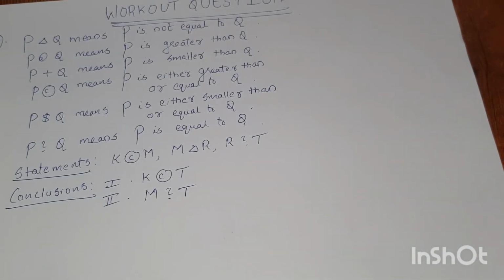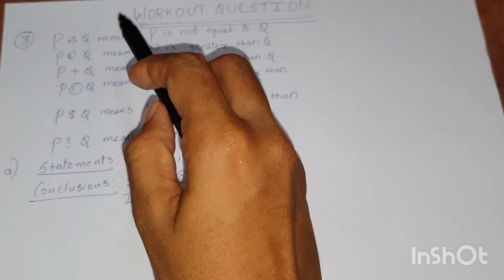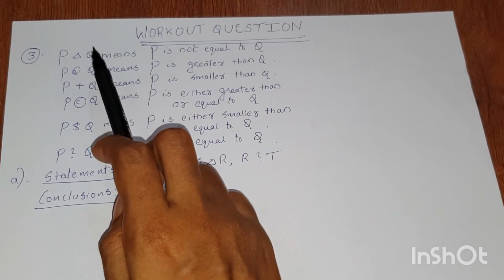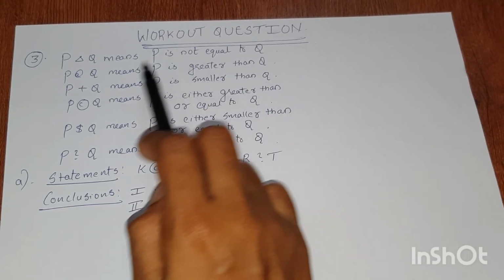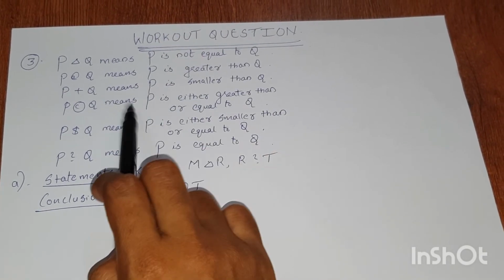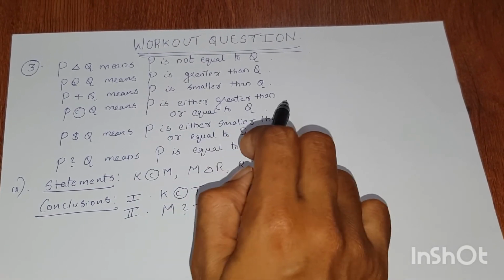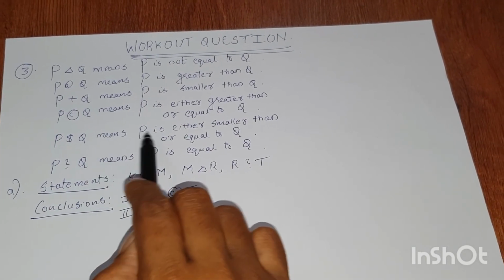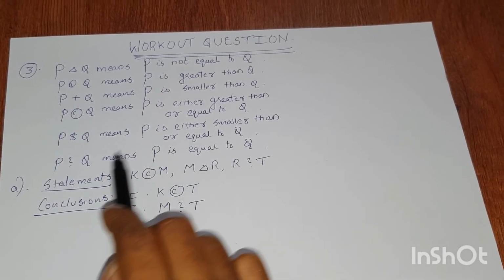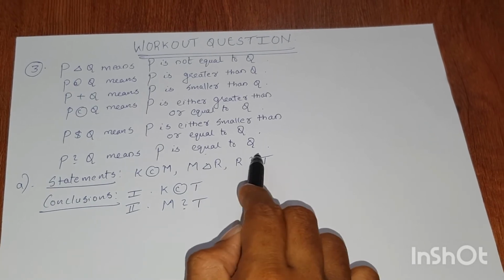Third workout question: P triangle Q means P is not equal to Q. P at the rate Q means P is greater than Q. P plus Q means P is smaller than Q. P copyright Q means P is either greater than or equal to Q. P and Q means P is either smaller than or equal to Q. P question mark Q means P is equal to Q.